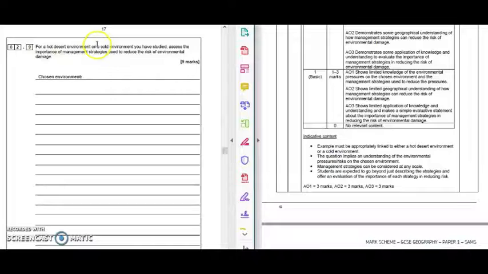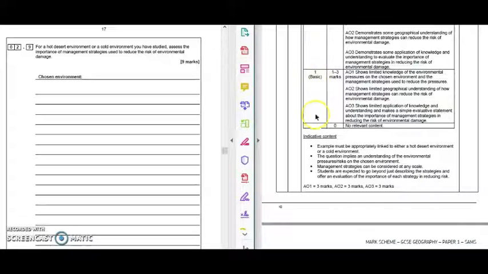2.9, for a hot desert environment or a cold environment you have studied, assess the importance of management strategies used to reduce the risk of environmental damage. So, hot deserts we don't teach you, so don't do that. But cold environment, I would write Alaska just above it. Gives you a focus of the question. So basically, how important is managing Alaska? How important are all the strategies to reduce the impact on nature?